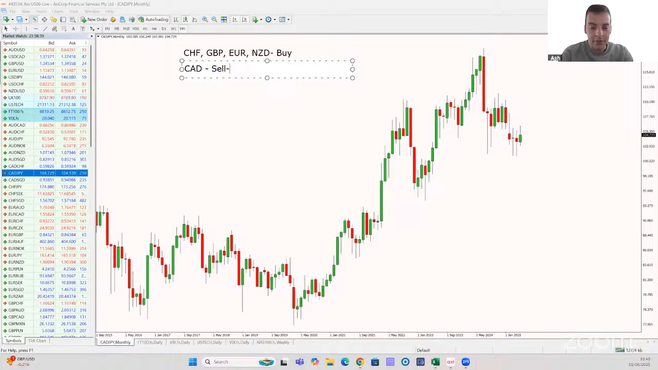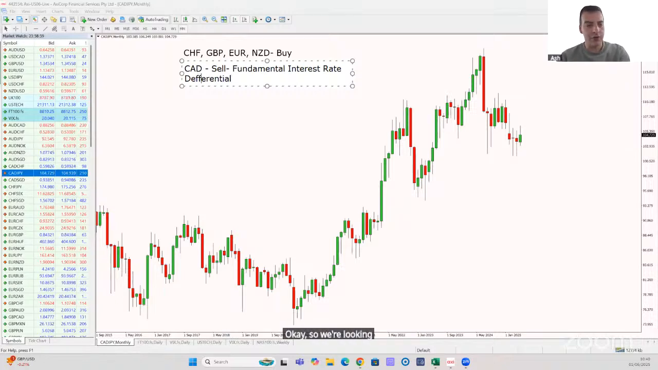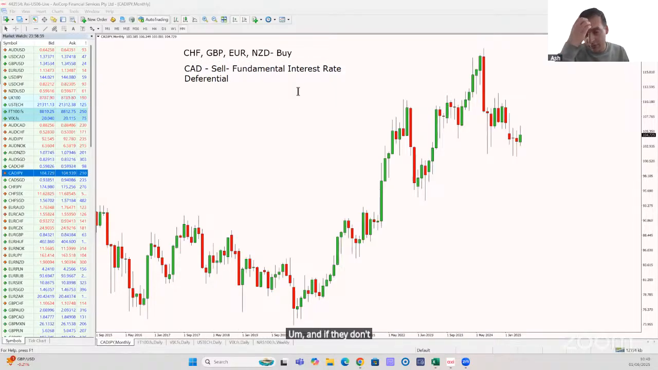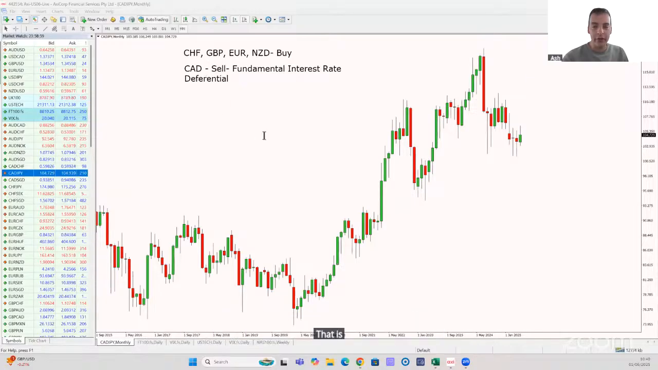And the fundamentals for the CAD is the interest rate differential. Now, of course, they might not lower interest rates. Okay, so we're looking at the interest rate differential. They might not lower interest rates. And if they don't lower interest rates, then all bets are off on that one. But if they do lower interest rates, that is a reason that we could look at the fundamental picture to suggest that we can sell the Canadian dollar versus these others.